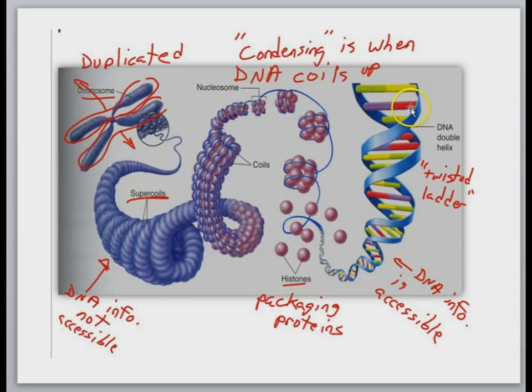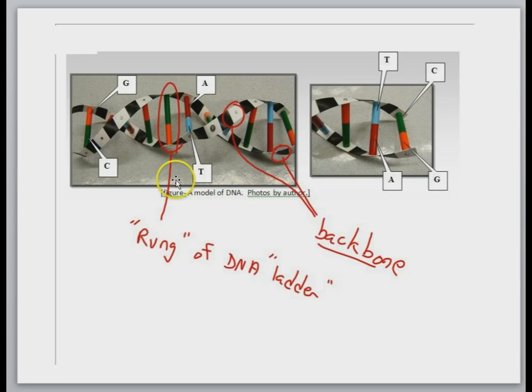Now the four chemicals that make up DNA have names, and they are as follows. Okay, so now we can get to the rungs of the DNA ladder. Here we see a model of DNA. Notice it's twisted still. And here we have the green and the orange, and then the red and the blue. The four chemicals, we'll call the orange one G for guanine, and the green one C for cytosine, and then the red one A for adenine, and the blue one T for thymine.